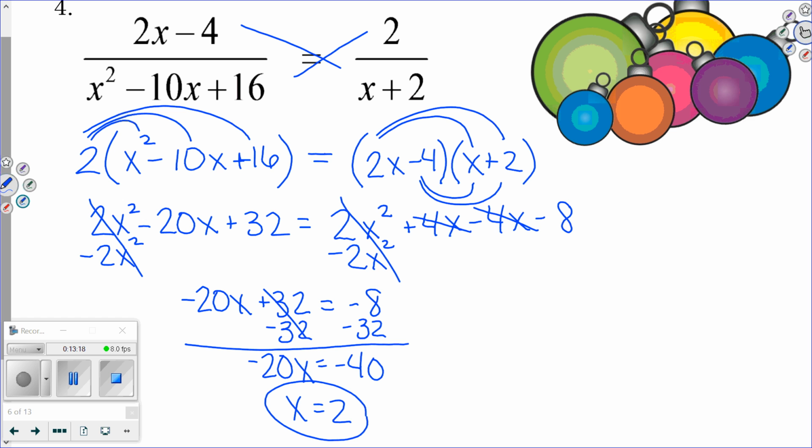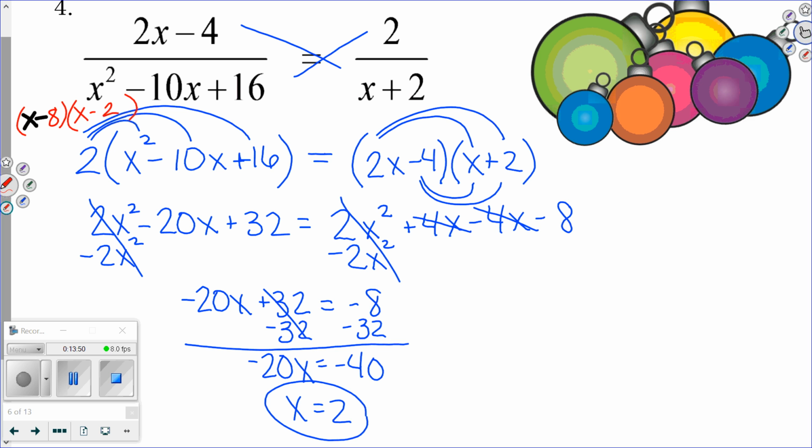What's your last step? Those restrictions are checked for extraneous. Come back to the beginning. What's your restriction here? Negative 2. So that one's okay. What are the restrictions here? How do I find the restrictions? You got to factor this. If I factor this to look for the restrictions, what do I get? X minus 8 and x minus 2. So my restrictions would be 2 and 8.